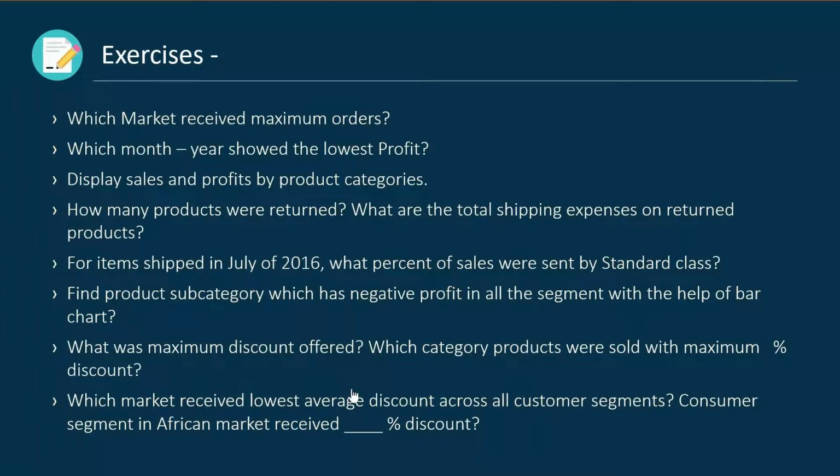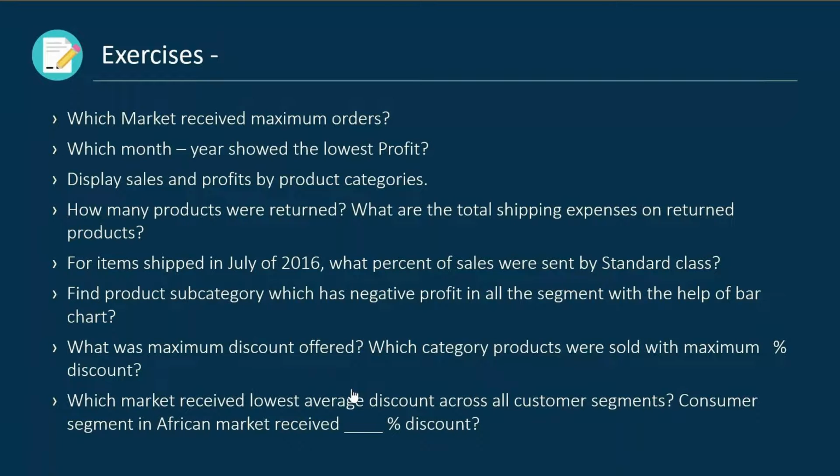There are five markets, I guess: Africa, Asia Pacific, Europe, Latin America, and USCA. Correct. Okay, so now tell me the answer. Which market has received the maximum number of orders? Asia Pacific. Correct.